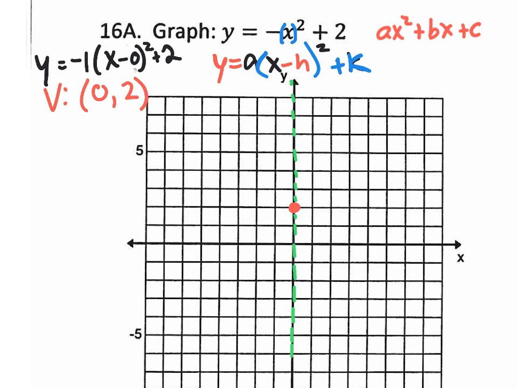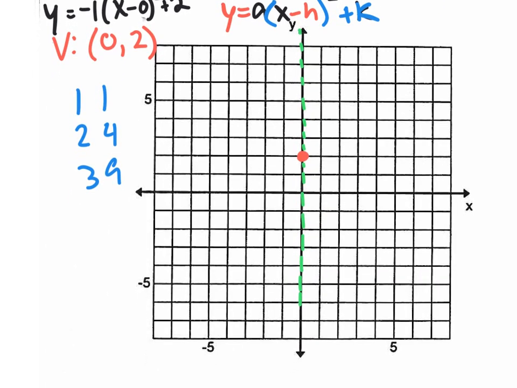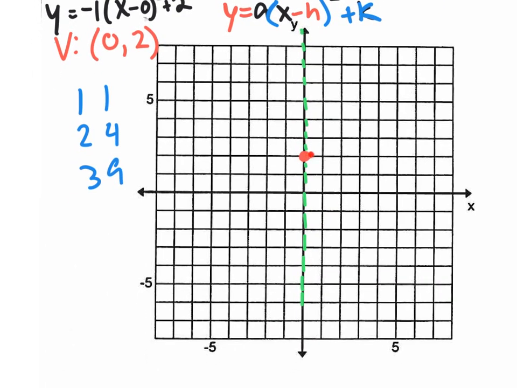And we can use the pattern 1, 1, 2, 4, 3, 9. We don't have to modify any pattern because that a value is -1. So using the pattern, that's the pattern from the vertex. So when we go 1 over, 1 down, let's put a dot right there. Then go back to the vertex, go 2 over, 4 down, 1, 2, 3, 4, put a dot right there. Go back to the vertex, 3 over, 1, 2, 3, 9 down, that's 7, 8, 9, you'll be right there.